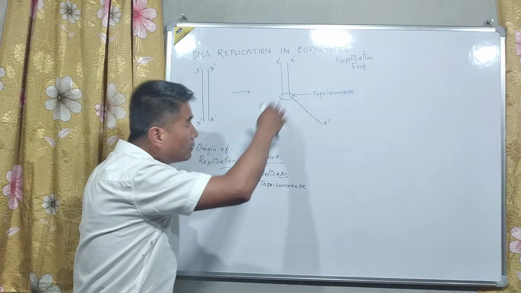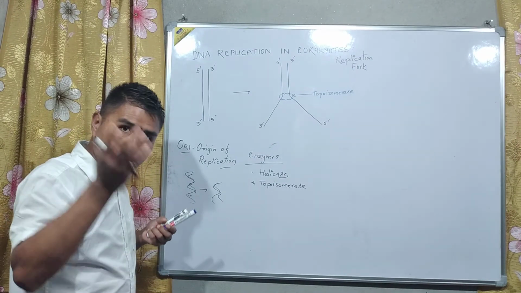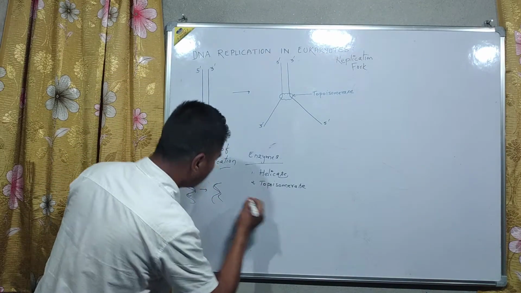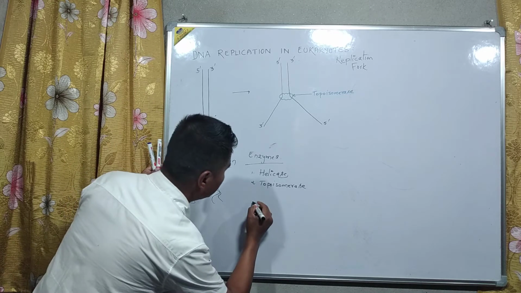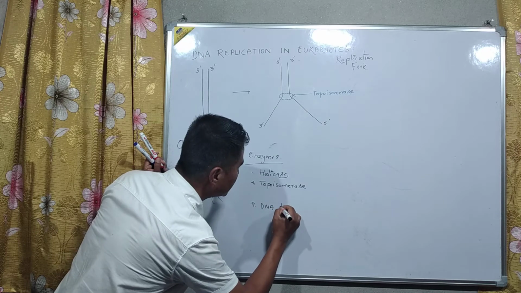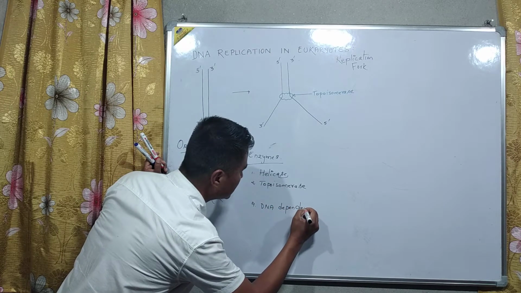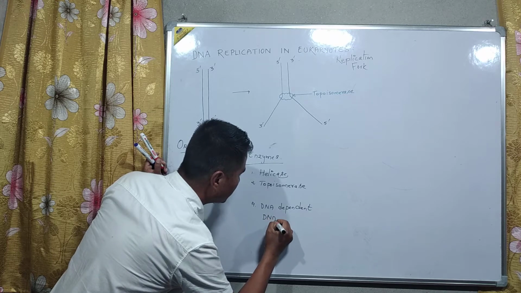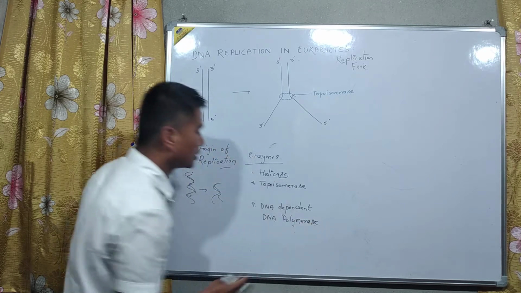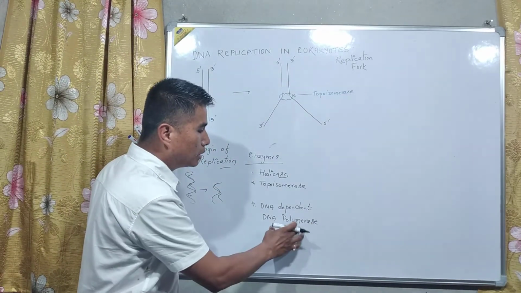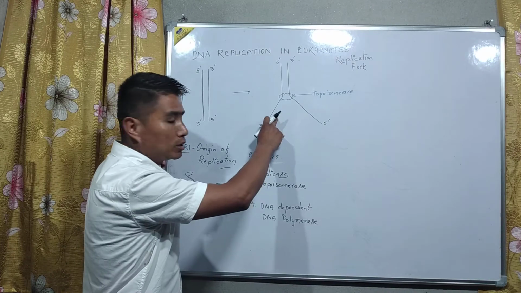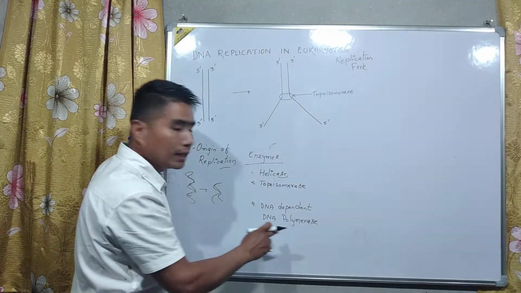But to form the DNA strand, we need an enzyme, isn't it? And that enzyme is known as, let me write number 4, number 3 I'll come to, DNA dependent DNA polymerase. So polymerase is the enzyme. DNA polymerase is the enzyme which makes the new DNA by looking at the DNA strand only. So it is known as DNA dependent DNA polymerase.